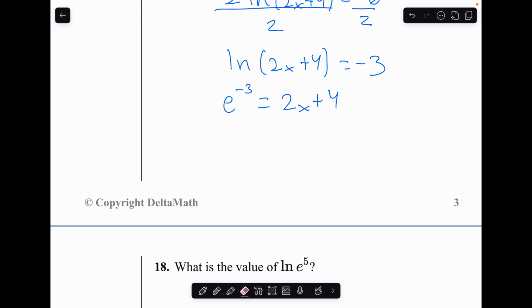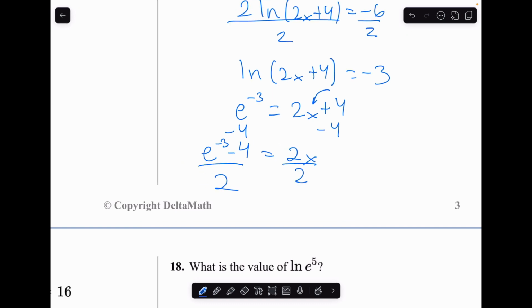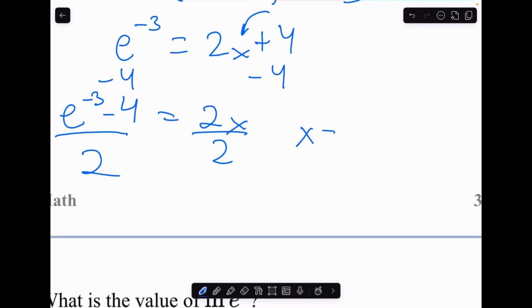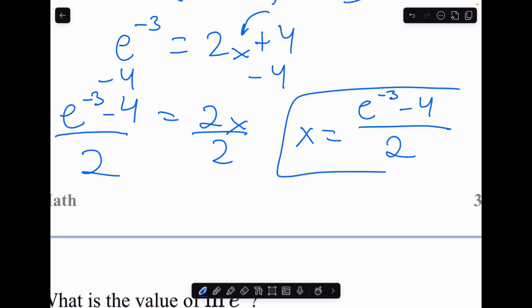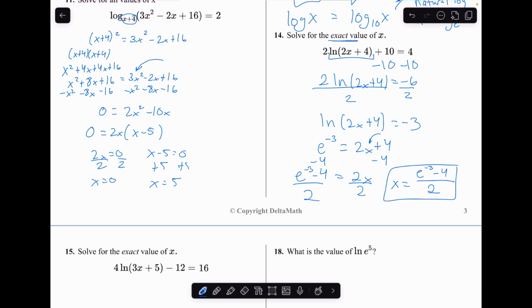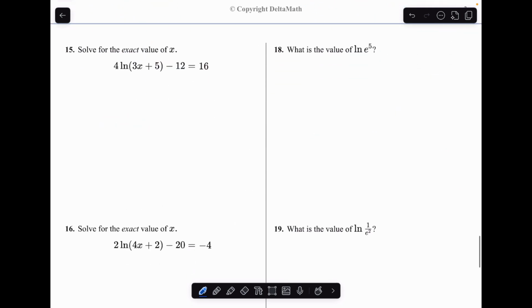At this point, all we need to do is just work to get x by itself. So to get x by itself, we need to subtract 4 from both sides. So we get e to the negative 3 minus 4 equals 2x. We divide by 2. It's kind of just like solving literal equations like we've done before. So we get that x is equal to e to the negative 3 minus 4, all over 2. And this would be your answer because they asked for an exact answer, and that's how you're going to give that. All right, let's try another one.